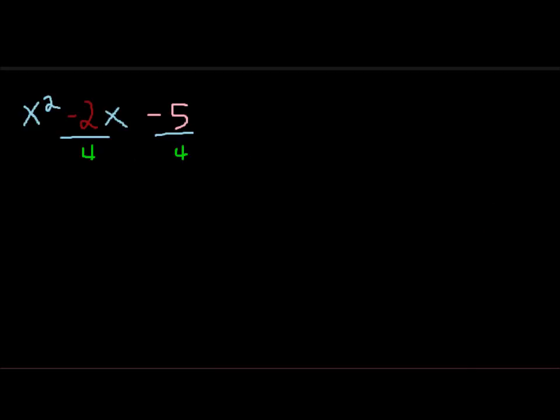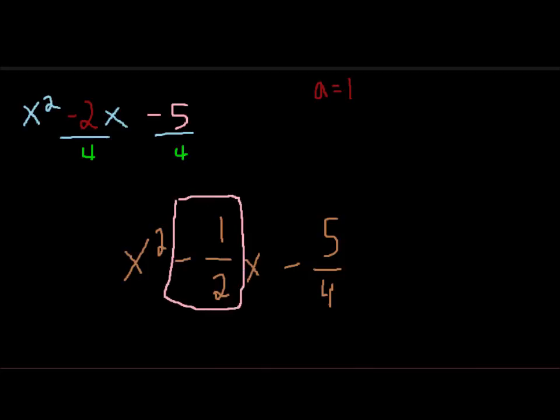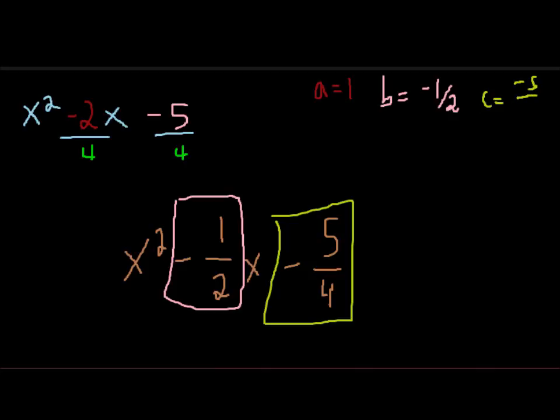Alright, so your new equation can now be written as x squared minus 1 half x minus 5 over 4. Negative 2 over 4 is the same as minus 1 half. Alright, so your new a is equal to 1. Your new b is equal to negative 1 over 2. And your new c is negative 5 over 4.